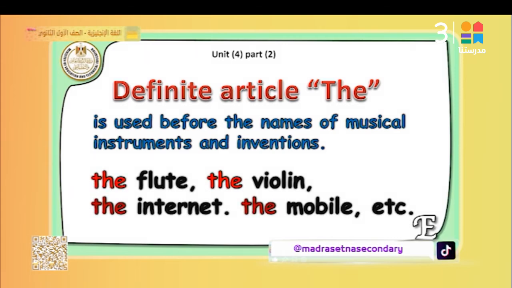musical instruments like the piano, the flute, or inventions like the mobile, the telephone, or the internet. Okay, we're going to talk more about the things which take the, and especially the things which don't use any article. We use no article with them, but we are going to do that on the mirror board. Okay, let's go together.